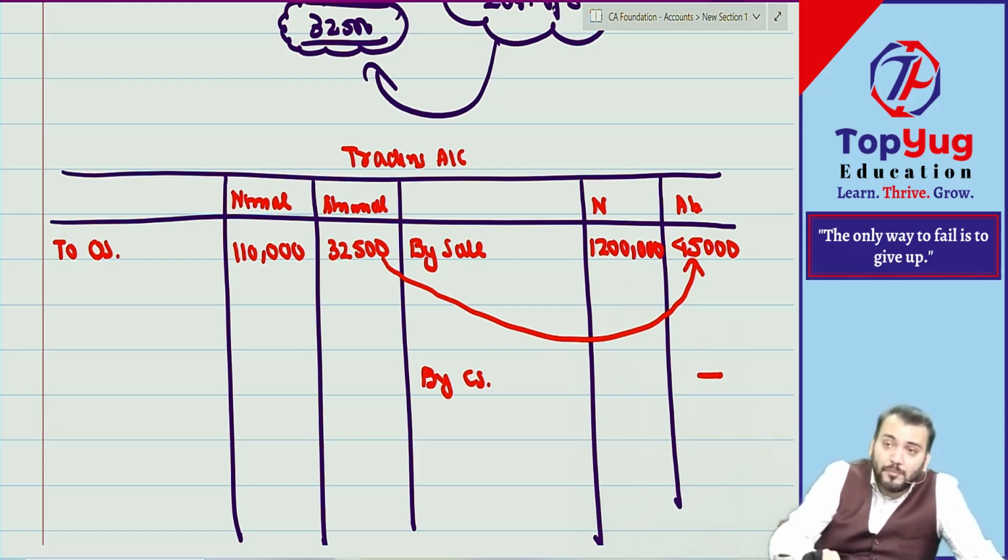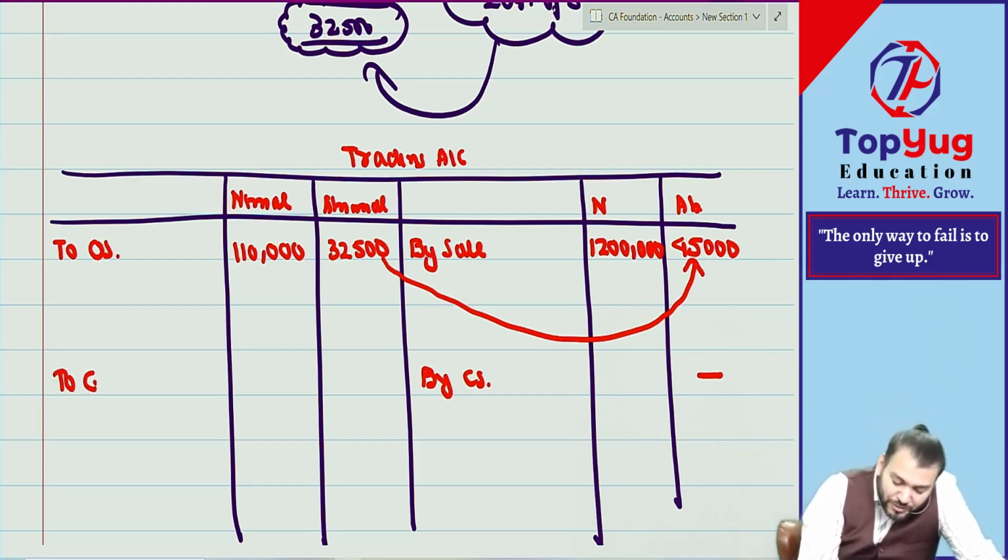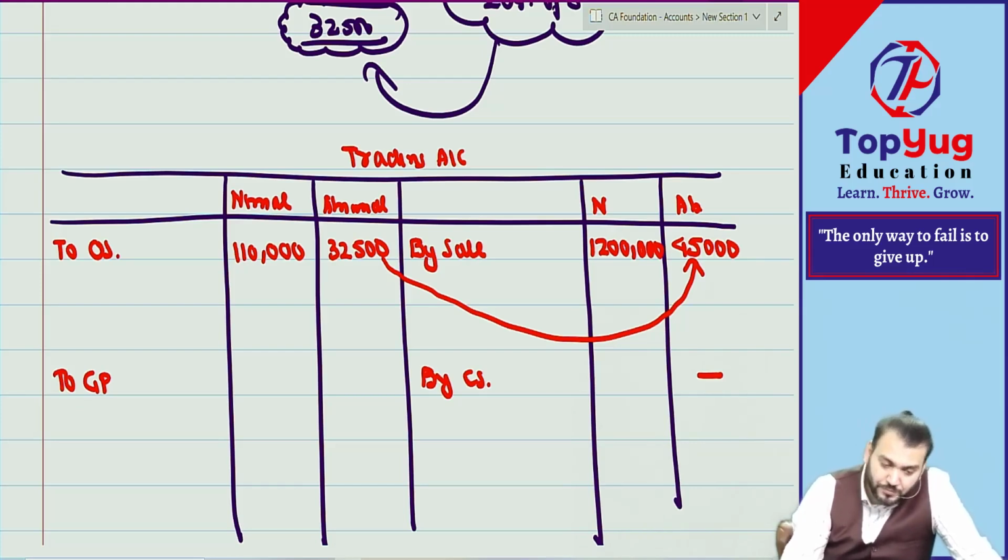On abnormal item, how much profit have you earned? So how much GP? 32,500 is sold at rupees 45,000. So what is the profit? 12,500. This you have understood. Abnormal item closed.